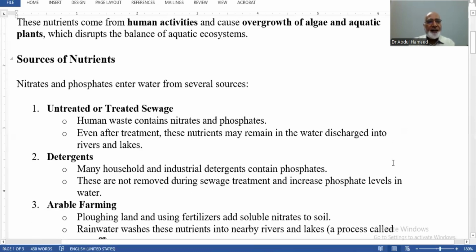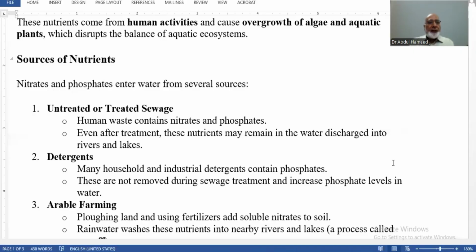Nitrates and phosphates enter water from several sources. For example, untreated or treated sewage: human waste contains nitrates and phosphates. Even after treatment, these nutrients may remain in the water discharged into rivers and lakes, because nitrates are readily soluble in water. So whenever there is percolation, whenever there is downward movement of water, the nitrates will go along with the water.